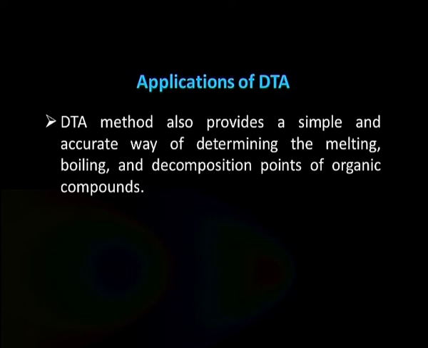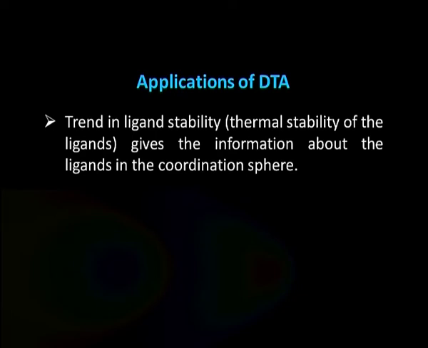An important use of DTA is for the generation of phase diagrams and the study of phase transitions. The DTA method also provides a simple and accurate way of determining the melting, boiling and decomposition points of organic compounds. Thermal stability of various ligands gives information about the ligands in the coordination sphere. Let us now consider applications in the food industries.